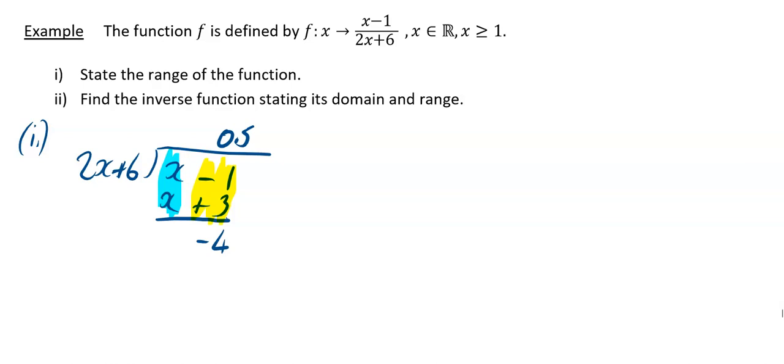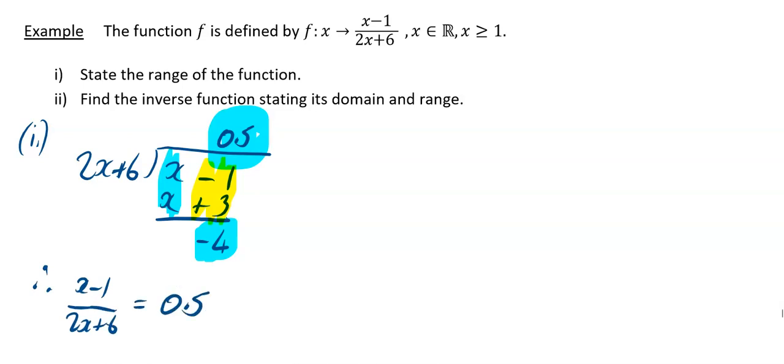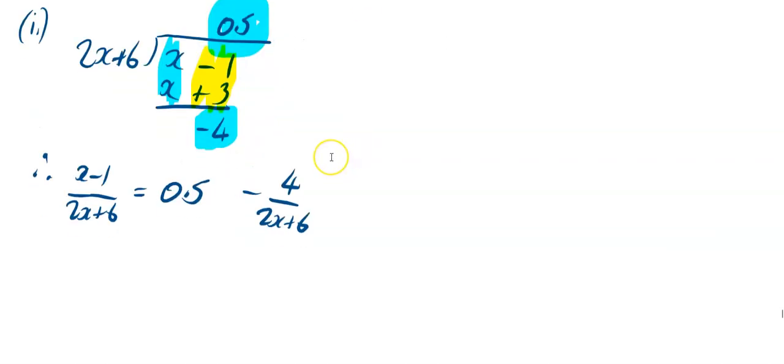So I've shown that 2x plus 6 goes into x minus 1 half a time, and then my remainder is minus 4. So what we have shown is x minus 1 being divided by 2x plus 6 goes in 0.5 whole times, and then you've got a remainder of minus 4, so you write that as minus 4 over 2x plus 6. And then this second bit, you can cancel that down a wee bit.